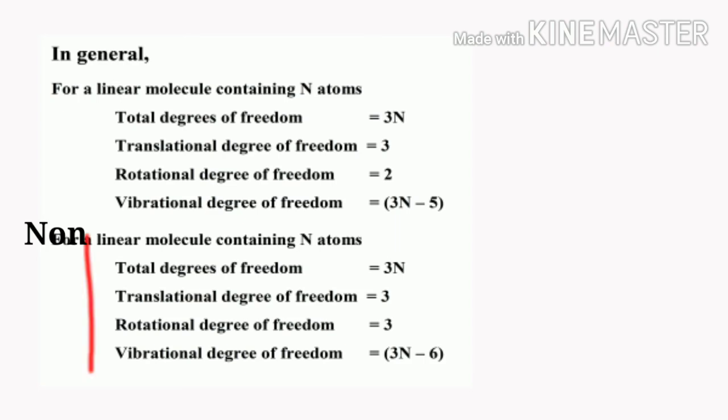On the other hand, for a non-linear molecule containing n atoms, total degrees of freedom is equal to thrice n. Number of translational degrees of freedom is equal to 3, number of rotational degrees of freedom is equal to 3, and the number of vibrational degrees of freedom is equal to thrice n minus 6. So take this as a formula, and using this formula we can find out the number of degrees of freedom in any kind of molecule, provided its shape is known.